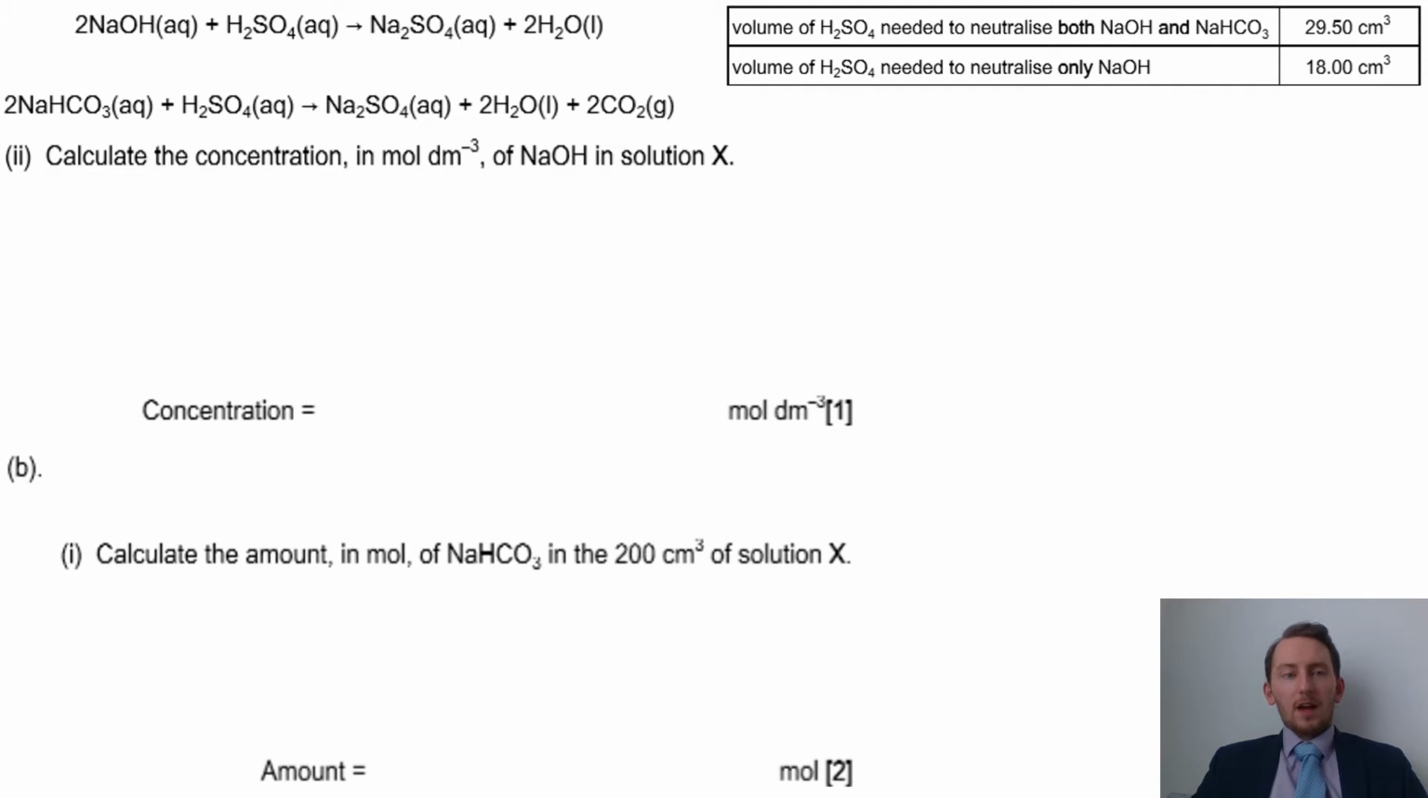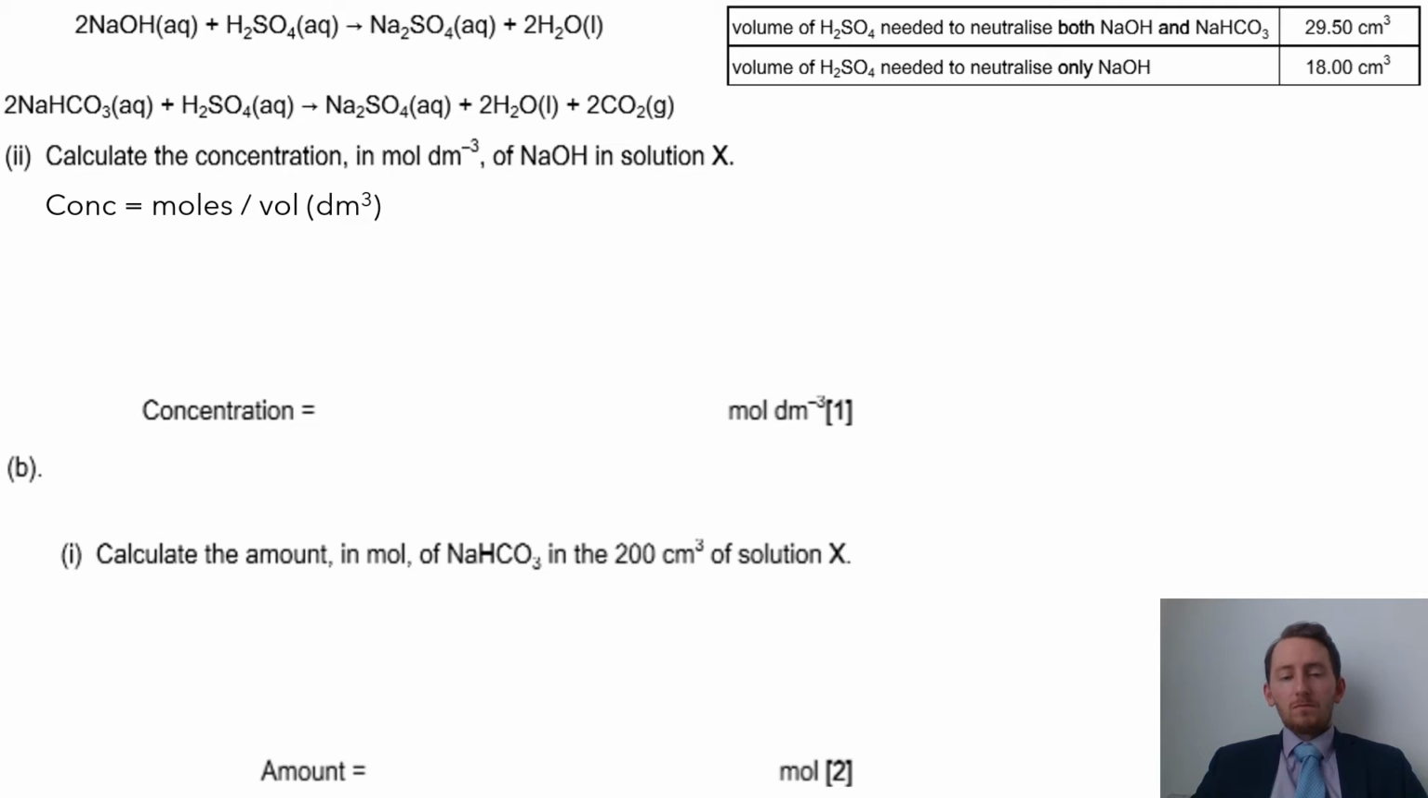And here we have our next part of the question. We need to calculate the concentration of sodium hydroxide. It's always good to start off with the equation that we're going to need to use. So concentration is moles divided by volume. In order to work the concentration out, I need the moles. I know what the volume is, but I need the moles, which I don't have. But I did just work out the moles of sulfuric acid.